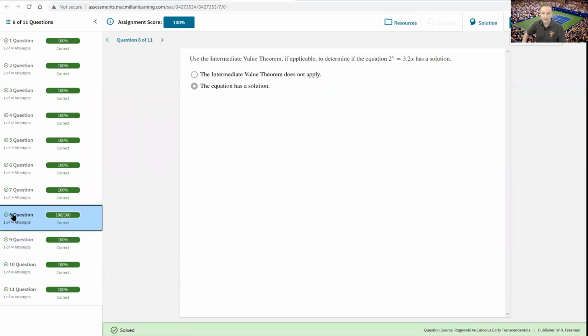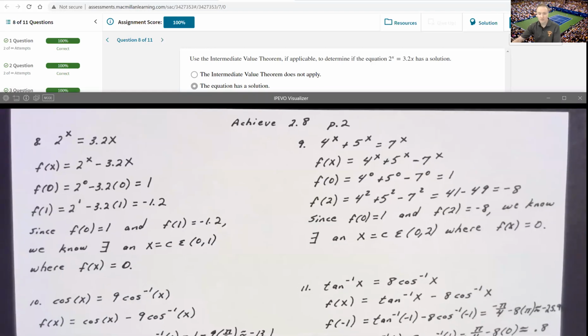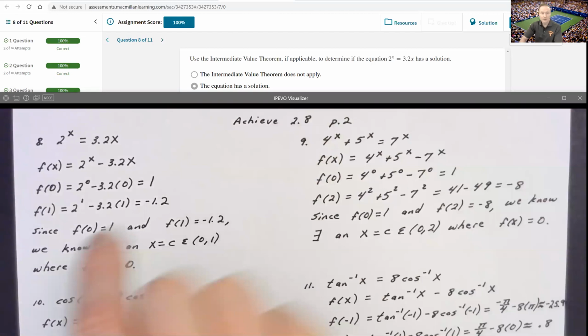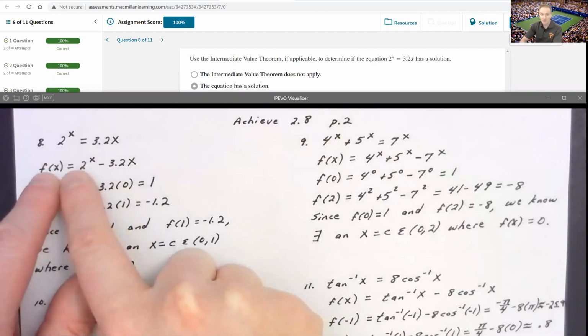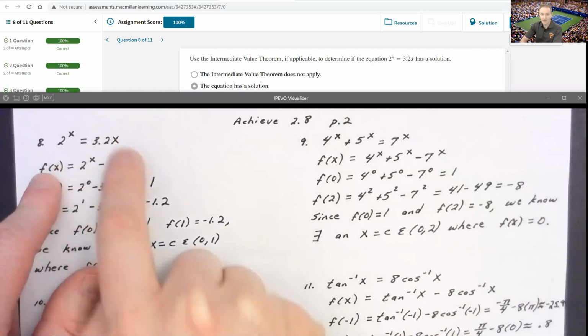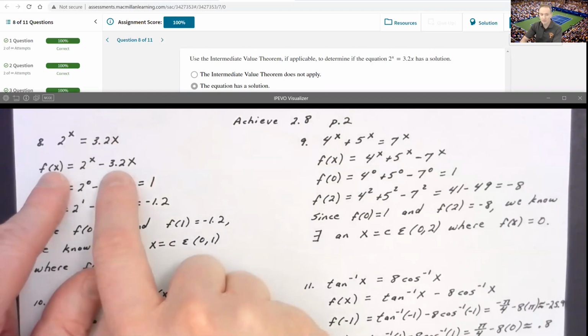For number 8, it's trying to use the intermediate value theorem to show if an exponential 2 to the x equals a linear function 3.2x. Okay, so here's what I do. Again, I think it's so much easier to use the intermediate value theorem if you set up a function where we have the left-hand side minus the right-hand side, and whenever this function can be shown to be 0, then the original equation would be true.